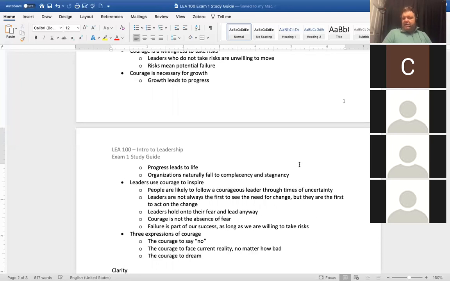Three expressions of courage: the ability to say no, I'm not interested. Courage to face current reality, no matter how bad. So we are $6 million in debt, and we've got to find a way to overcome it. Because if you turn the blind eye to it, you aren't probably going to get out of debt quickly. But if you focus on it and see the negative, you know that you can overcome it.